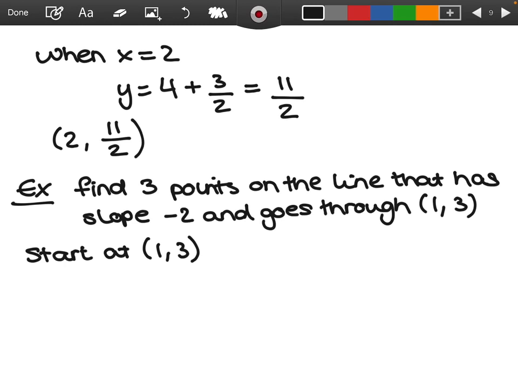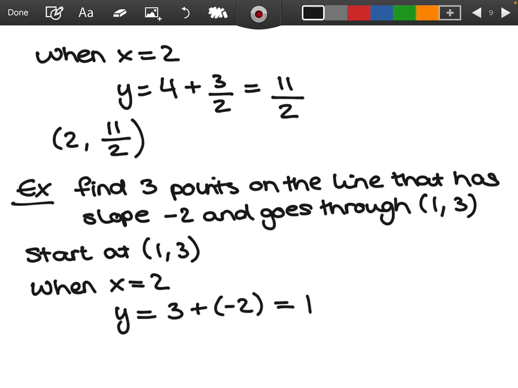Okay, so I know x is 1, y is 3. Using my steepness property, I'm going to move over by 1 point. So I'm moving over 1 unit in the x direction to x is equal to 2. So when x is 2, y is going to equal whatever my starting y value is, so whatever the y value is for my last point, plus what my value for m is, which is -2, which gives me 1. So the next point on the line is (2, 1).